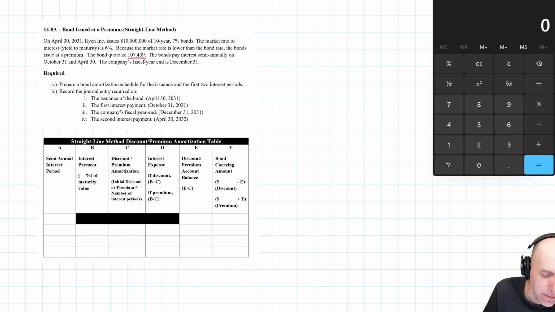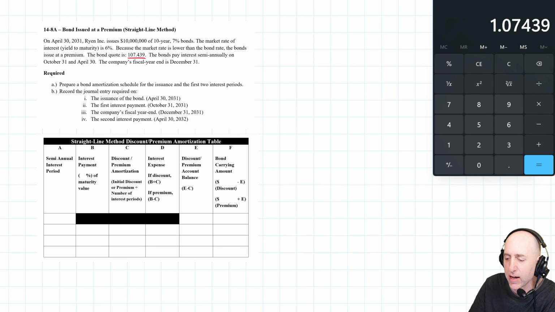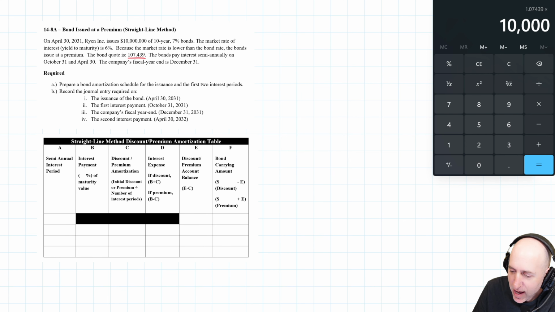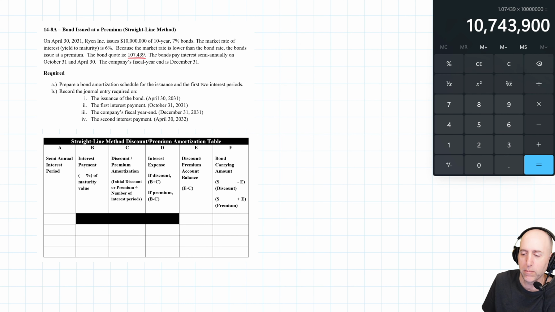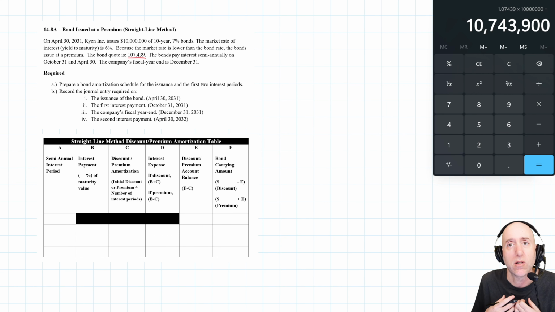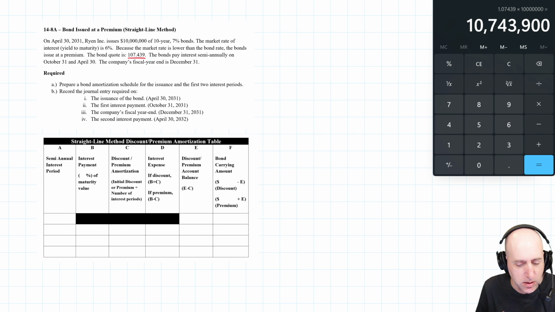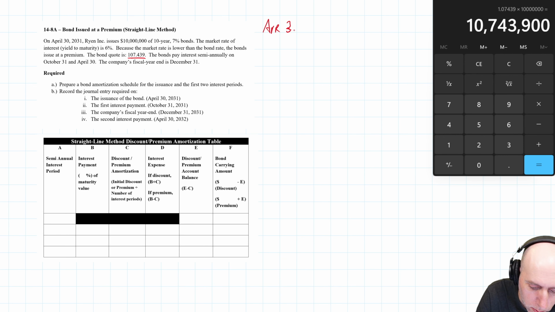The quote is 107.439, which means we got 107% of what we asked for, 1.07439. 107% converts that as just a number. And we asked for $10 million, so we got a premium of $743,000. That is extra money we got that reduces our interest cost over time. We got an extra $743,000.